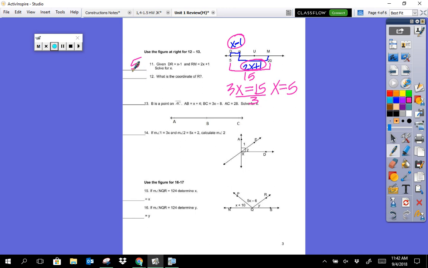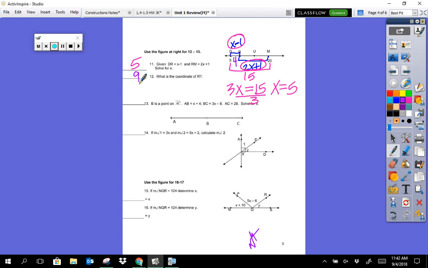And then it's asking what the coordinate of R is. So now you're going to use what you know for x. And we got x is 5. The distance between D and R is x minus 1. And we found x to be 5. So that's 5 minus 1. That's just 4. So that's going to be a jump of 4 from D to R, which means that R is going to be at 9.